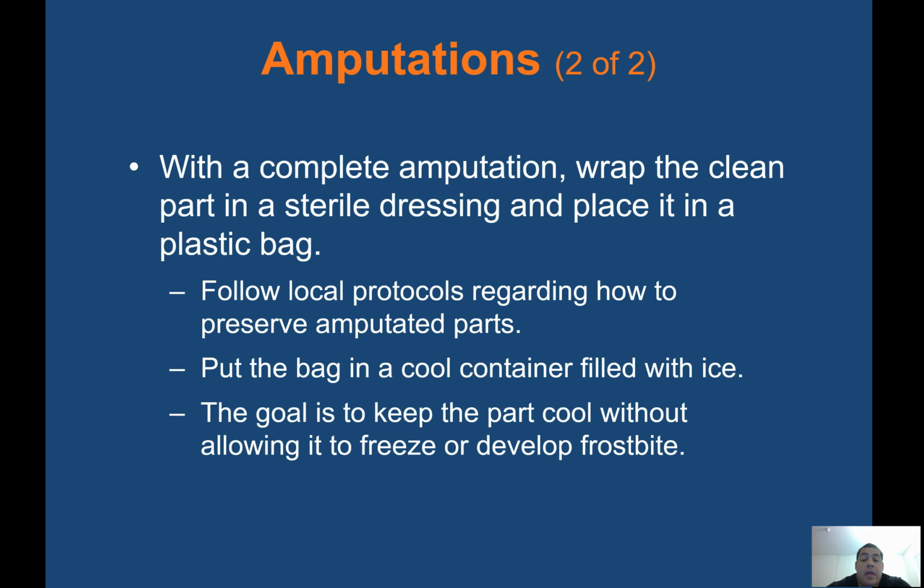With a complete amputation, wrap the clean part in a sterile dressing and place it in a plastic bag. Follow local protocols regarding how to preserve amputated parts. Put the bag in a cool container filled with ice. Do not put the amputated part directly on ice. The goal is to keep the part cool without allowing it to freeze or develop frostbite. If you put it directly on ice, it will freeze and develop frostbite, and then you potentially lose the possibility of having that limb reattached.